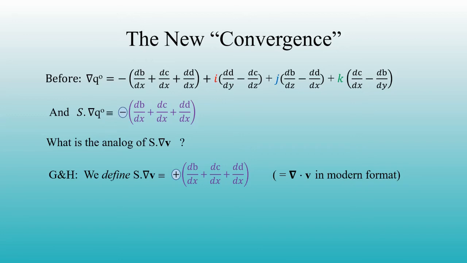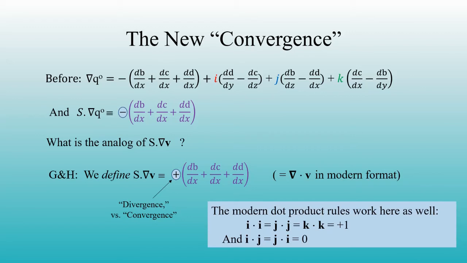a positive sign. The major effect of this, as far as G and H are concerned, was that the change in sign meant that they had to change the name of the operator from convergence to divergence. From a multiplication standpoint, all this works out if you assume the same ijk rules as they did for the dot product.